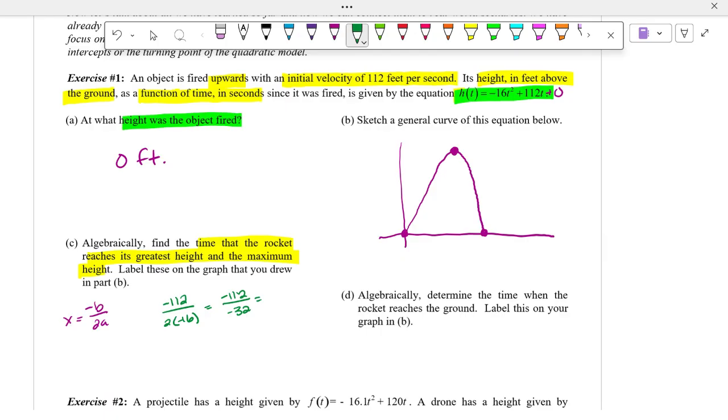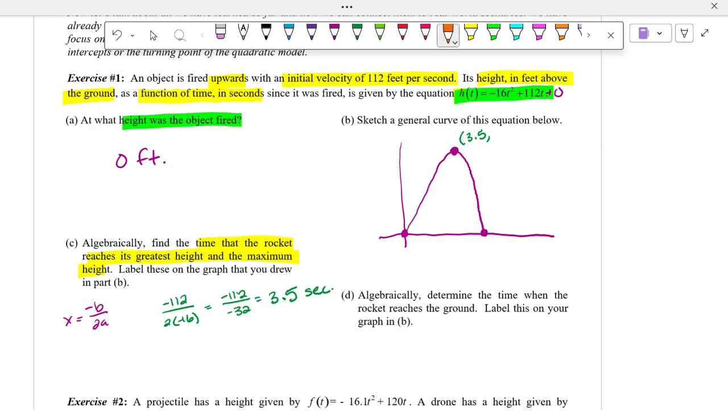But what's 112 divided by 32? You guys got calculators in front of you, right? 3.5. So we're saying that in 3.5 seconds, that's when we would reach our maximum height. So this would be 3.5. But now we need to find the y value. So how do you think I'm going to do that?